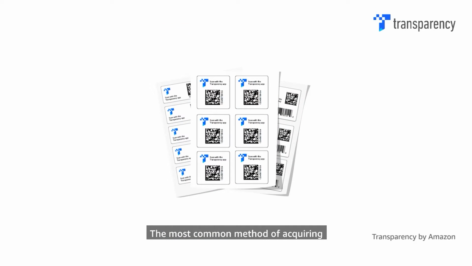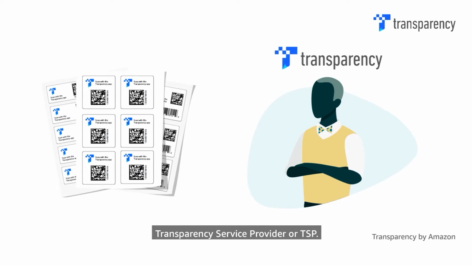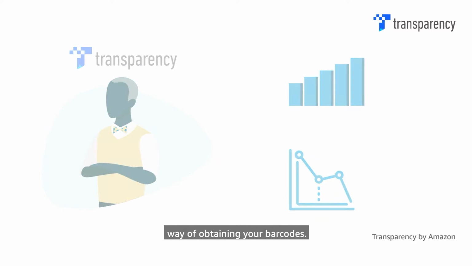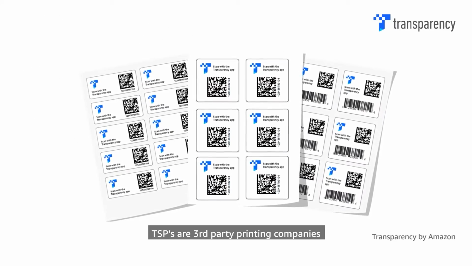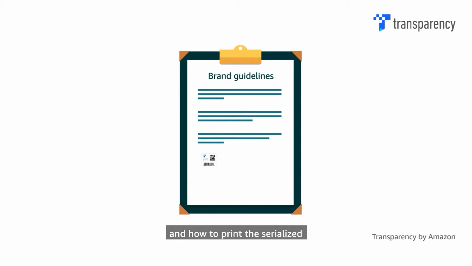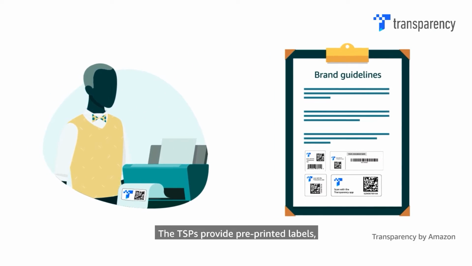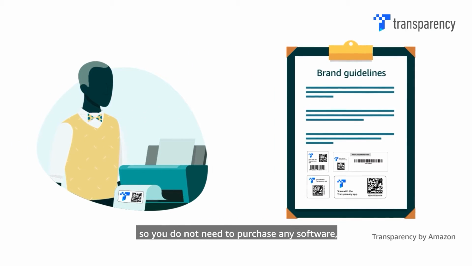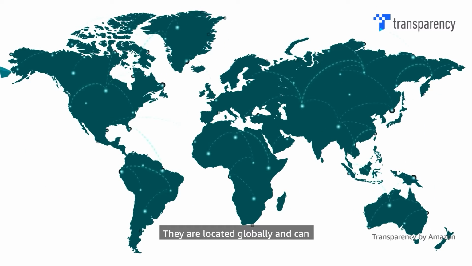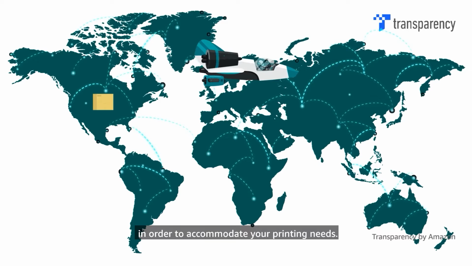The most common method of acquiring labels is to order them through a Transparency Service Provider or TSP. The TSPs are an efficient and low-risk way of obtaining your barcodes. TSPs are third-party printing companies that have an expert understanding of Transparency's brand guidelines and how to print the serialized Transparency 2D data matrix barcodes. The TSPs provide pre-printed labels, so you do not need to purchase any software, hardware, or blank labels. They are located globally and can ship directly to your manufacturing location in order to accommodate your printing needs.